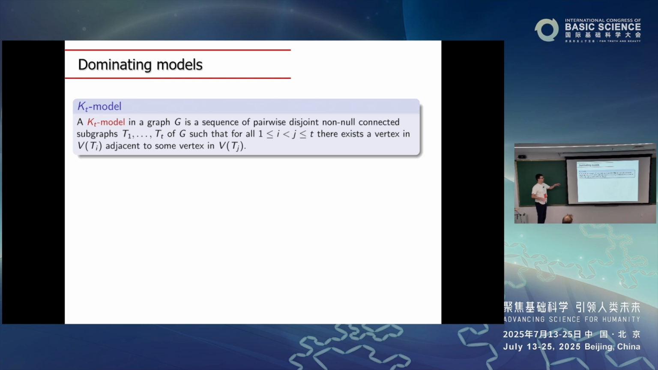So what is a KT model? It's a collection of pairwise disjoint connected subgraphs, so that if you contract them, you get a complete graph on T vertices. So for each pair of subgraphs, there is an adjacency between them. Right? So a model is more or less a recipe for how to get a minor. You contract these things to vertices. And you have a model exactly when you have a minor. So having a model is an equivalent characterization of having a minor.